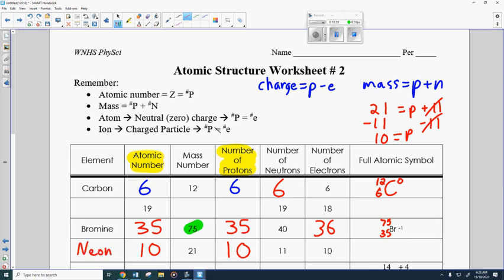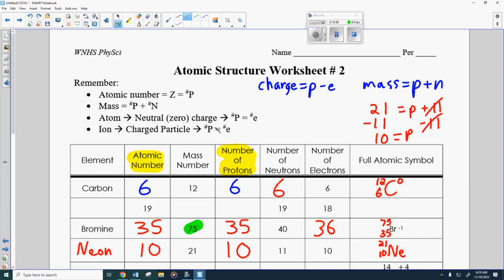Now I'll fill out the rest of my information. Looks like I just have the full atomic symbol left. The symbol for neon, as you guys should know by now, is Ne. This neon's mass is 21, which again is not the number listed on the periodic table. It's close to it. Neons are more often 20 than 21, but that's not an issue for us. Our atomic number, or the number of protons, is 10.